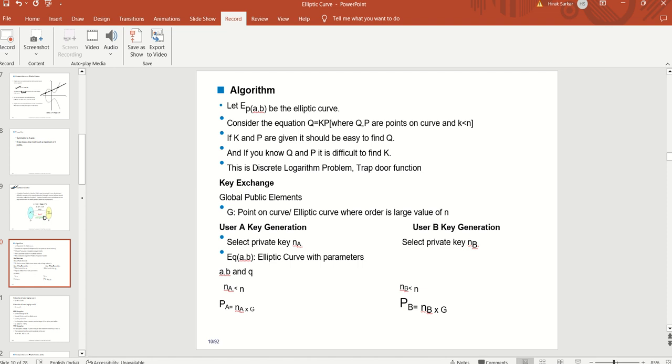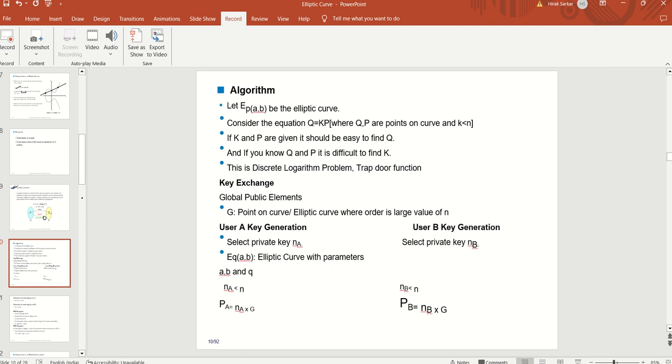Then you have user A key generation. Select private key nA. Eq is the elliptic curve with parameters a, b and q. nA is less than n. PA equals nA into G.